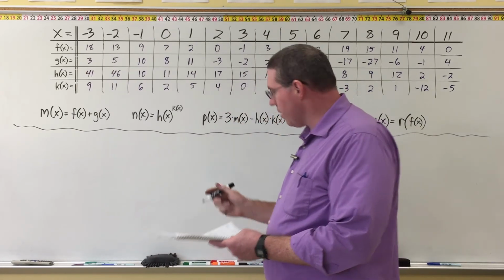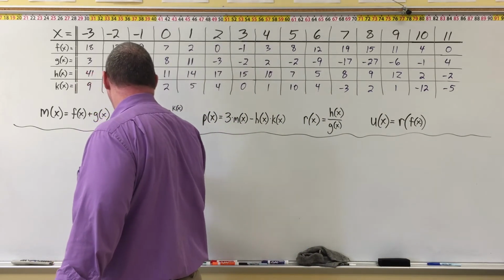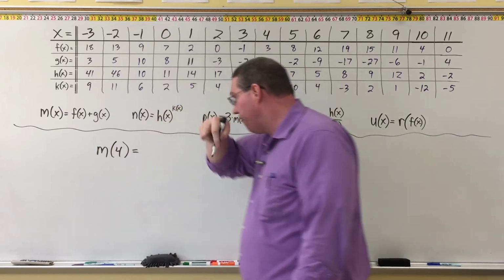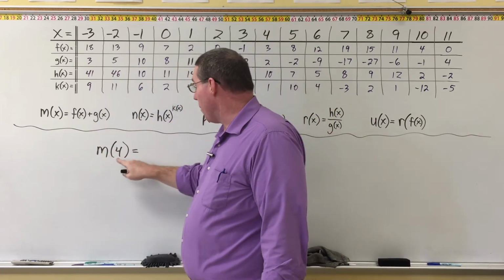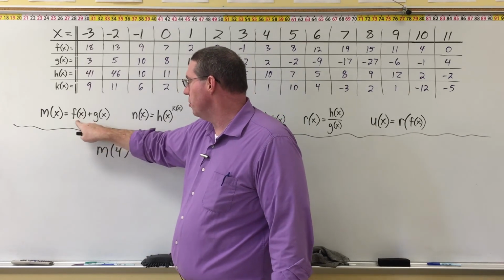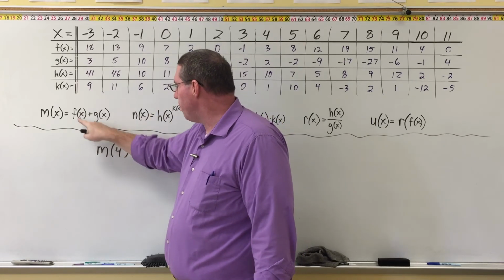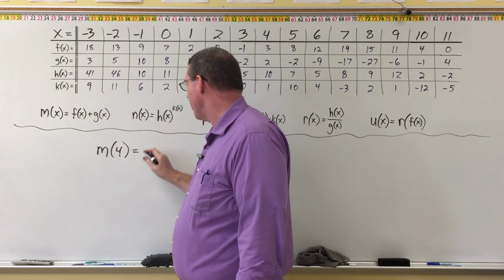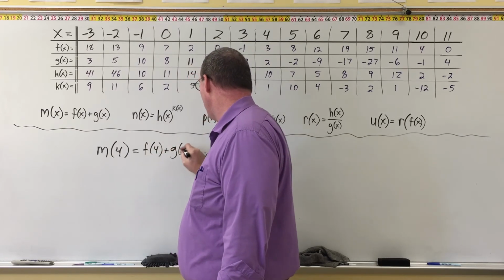And what is m of 4? Let's identify m of 4. Well, to identify m of 4, we need to use m of x. And so we've replaced the x with a 4, so all we have to do is write out what m of x is equal to, which is f of x plus g of x. But instead of putting x's, we're going to put the 4 in for the x's here. So we're going to have f of 4 plus g of 4.